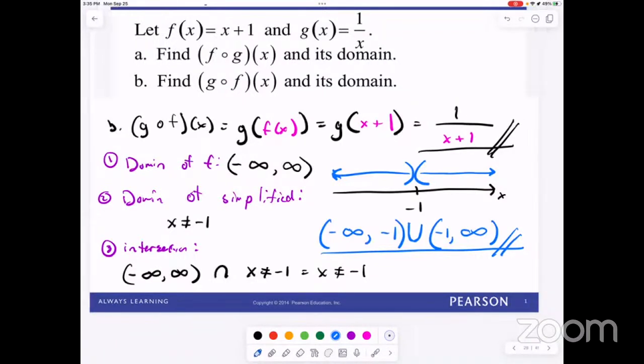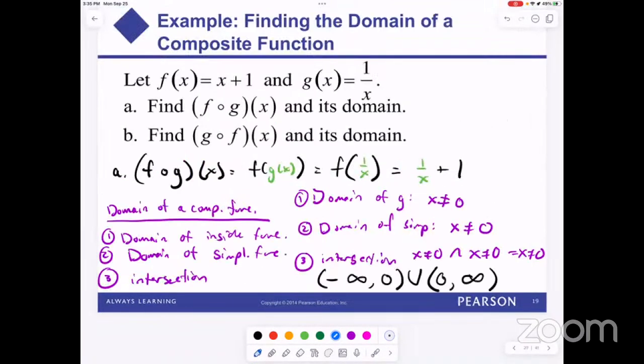Let me see, for A, we got 1 over x plus 1, everything except 0.